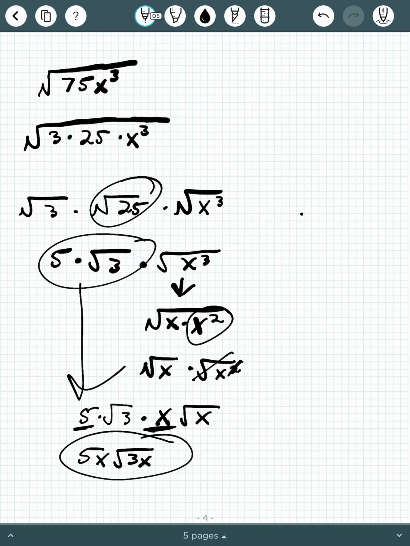So this was kind of a review. I know we looked at this earlier in the year, but I'm also willing to bet that a lot of you guys needed this refresher to really feel confident with this.